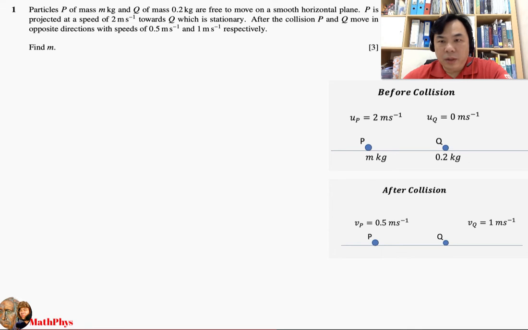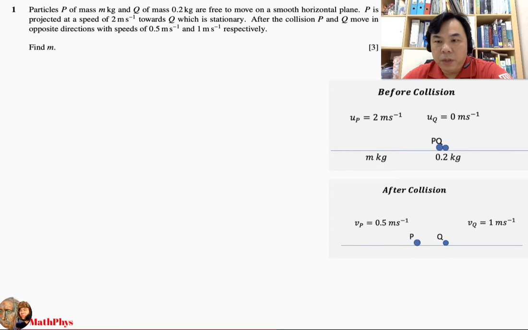Now let's take a look at before the collision. What will we get? You can see that P is projected towards Q. For sure they're going to collide in this case. And then what will happen after the collision? Let's take a look at the second video here.